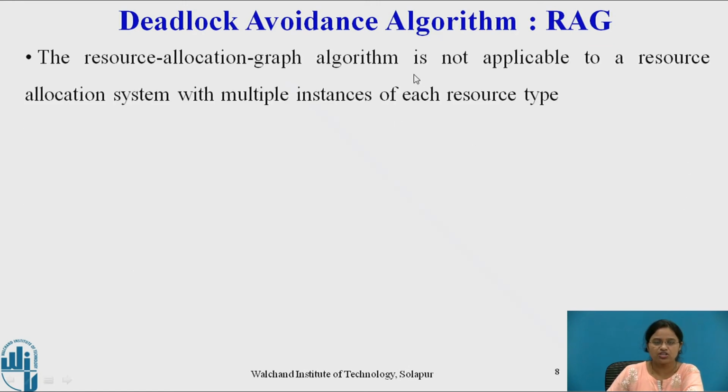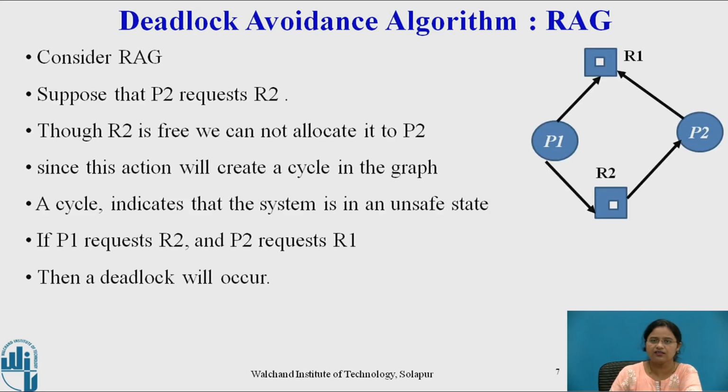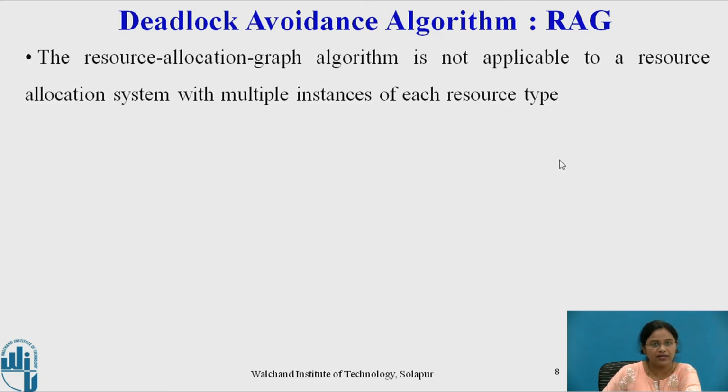So, this resource allocation graph algorithm is not applicable for a resource allocation system where we have multiple instances of each resource type. Remember that the resource allocation graph can be used only for resources which have a single instance. Okay. As we can see in this diagram, all resources have only a single instance, but if we have multiple instances, then this resource allocation graph is not applicable. For multiple instances of each resource type, we have to use the banker's algorithm, that we are going to see in the next session. Okay.